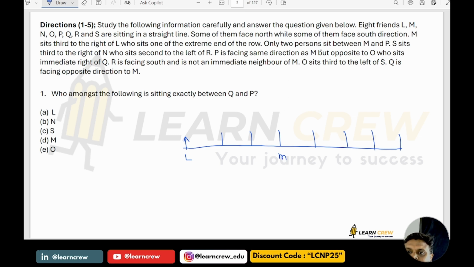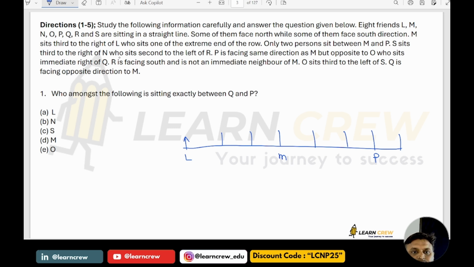Only 2 persons sit between M and P. So it cannot be P as it is already fixed as L. So it has to be P then. Then S is third to the right of N.